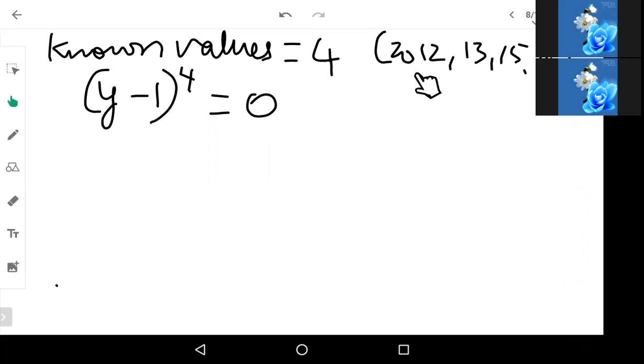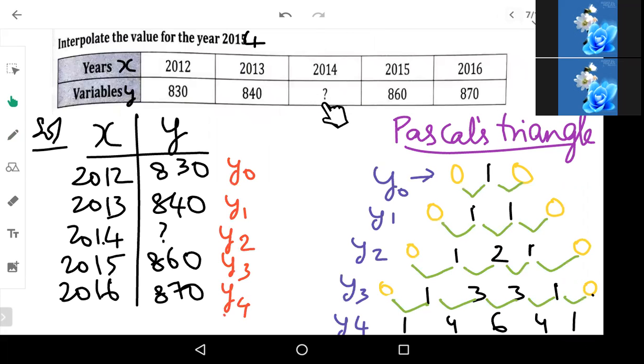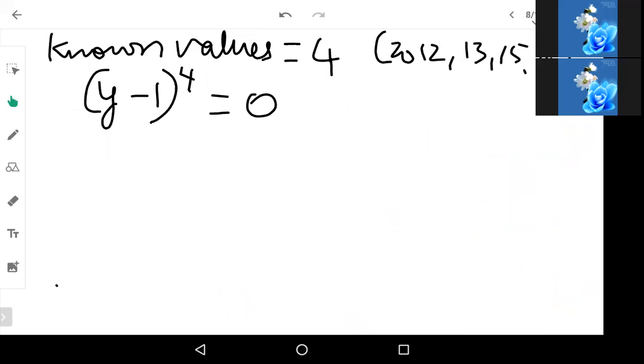Now, in the place of n, we have to put the number of known values. The known values are from 2012, 13, 15 and 16. If you see here 2014, there is no data, so that is unknown. We are only talking about known values. Now we have to expand this (y − 1)^4. It is like (a − b) whole square.